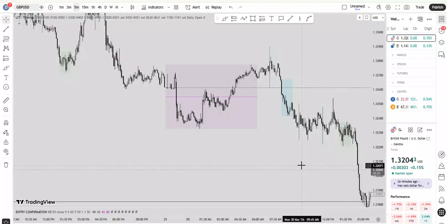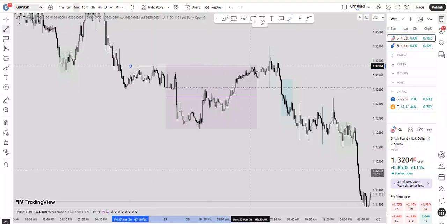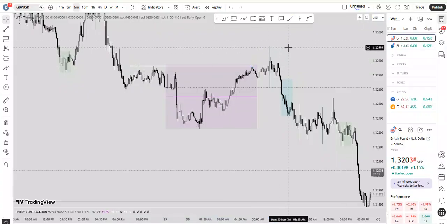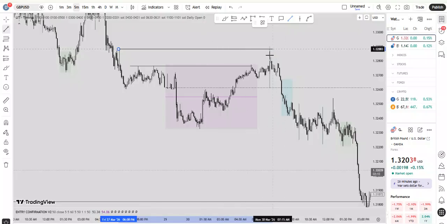So we need to start looking for the liquidity points now. Liquidity points that price has swept. Look at this liquidity here. Beautiful. Swept. Okay. We can see here as well. Swept. So this is the external liquidity that got swept.